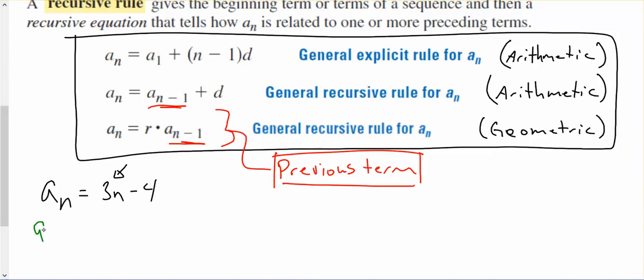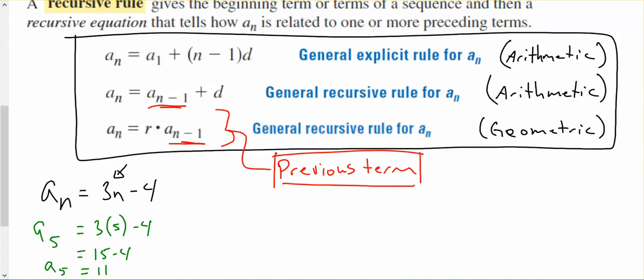So if we wanted the fifth term, we'd say a of 5 is 3 times 5 minus 4. I just made that up. So 3 times 5 is 15 minus 4. So the fifth term would be 11 in this case that I just made up.